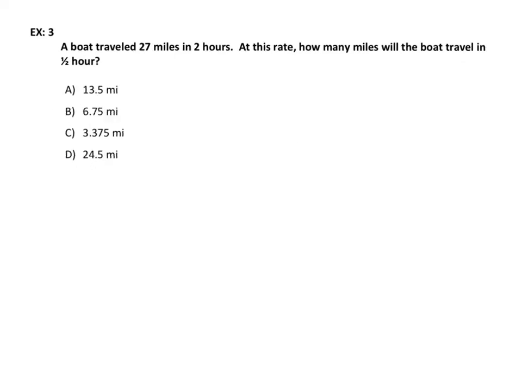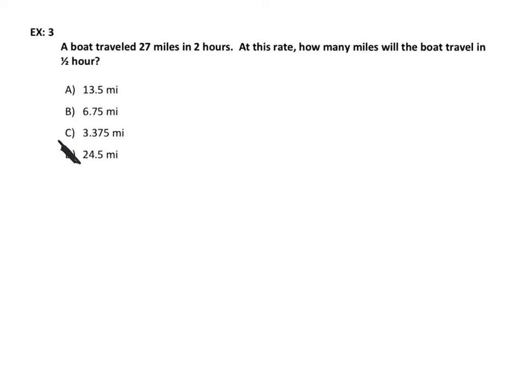Now here's our last example. A boat traveled 27 miles in 2 hours. At this rate, how many miles will the boat travel in half an hour? So we know that our answer has to get smaller. Well, all our answer choices are smaller. So let's look by about how much. So we know we're going to have to do 27 divided by 2. So I need something that's at least half of 27. So that would not be 24. So we can go ahead and get rid of one answer choice.